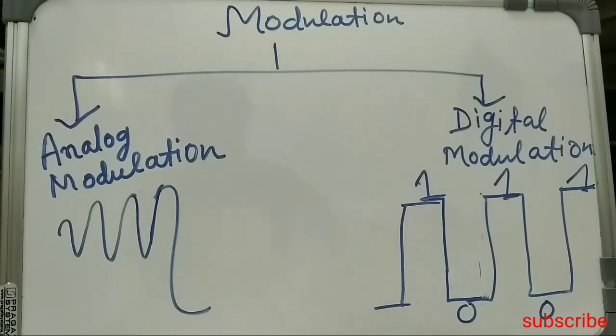Primarily, modulations are divided into two types. First is analog modulation, second is digital modulation. If the message signal is analog, then it is called analog modulation. If the message signal is in digital form, I mean ones and zeros, it is called digital modulation.